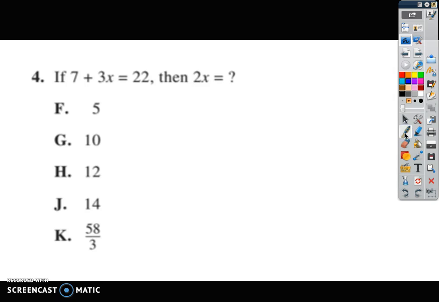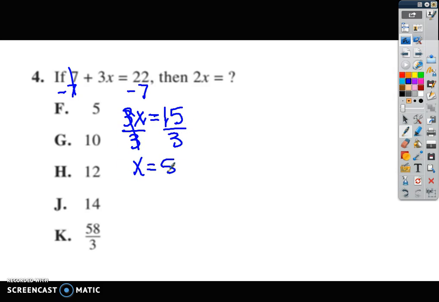Okay, number 4, we're going to need to solve the equation first before we can find 2x. So if I have 7 plus 3x equals 22, I want to get x by itself. You always want to get rid of addition and subtraction first. So I'm going to subtract 7. What you do to one side, you must do to the other. So we'll have 3x equals, and do 22 minus 7, you get 15. Divide by 3 on both sides. And x is equal to 5. But they didn't ask you for x, they asked you for 2x. So 2 times 5 is 10.